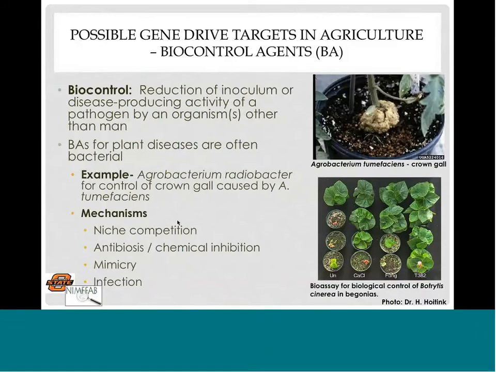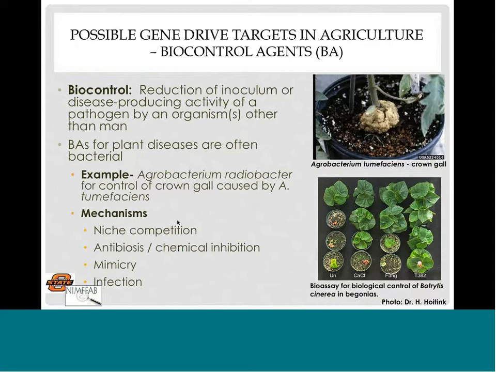I mentioned earlier biocontrol agents. This is something that is commonly used in the management of plant diseases, and it's defined as reducing inoculum or disease-producing activity of a pathogen by an organism other than man. Often for plant diseases, our biocontrol agents are bacterial, and the best example, the most successful one, is the use of Agrobacterium radiobacter, for controlling crown gall, which is caused by a very closely related bacterium, Agrobacterium tumefaciens.